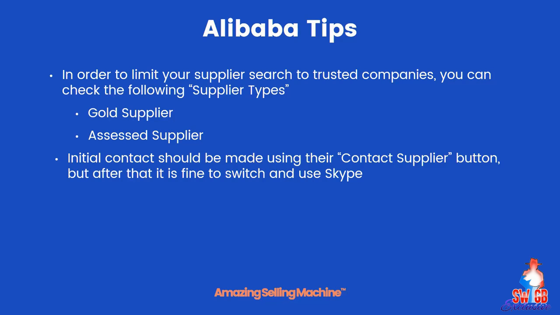And finally, initial contact should be made using the Contact Supplier button built inside of Alibaba.com, and we'll see that shortly here. But after you do that, if they want to switch over and start using Skype and you want to do that, it's absolutely normal and totally fine, and much easier because it's easier to have a real conversation back and forth without having to always send an email and wait for a reply.